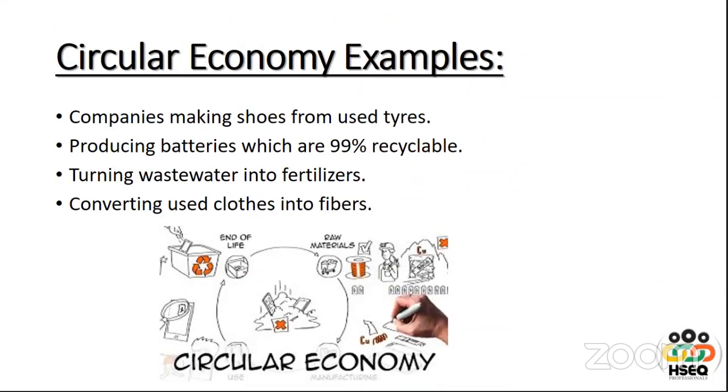Circular economy examples. For example, converting used clothes into useful fibers. There are many companies now, even in the developed world, unlike the textile sector, which is mainly in the developing world. It is an indication that the world is getting conscious about sustainability, producing batteries which are 99% recyclable. Companies like Excite Technologies and so many other companies are producing these batteries. And there are companies making shoes from used tires, for example, the Timberland company, and there are companies turning wastewater into fertilizer.